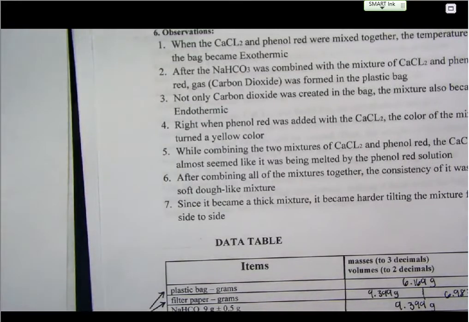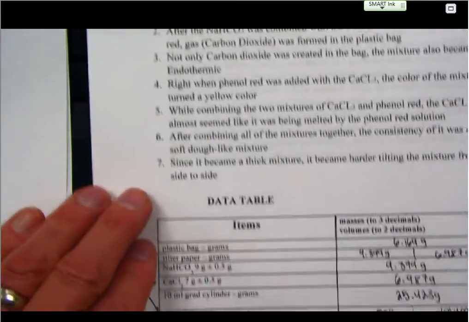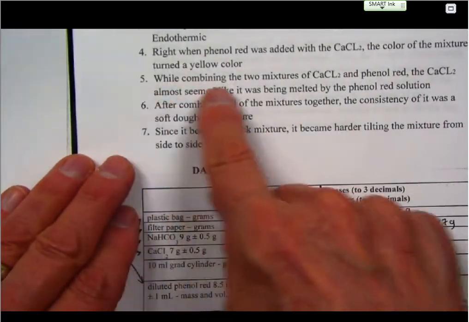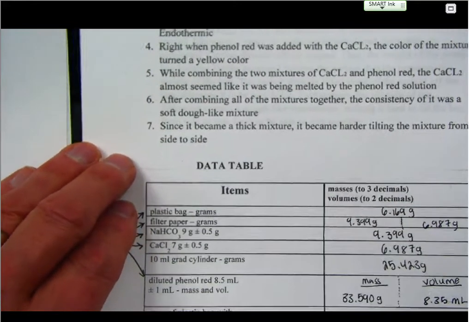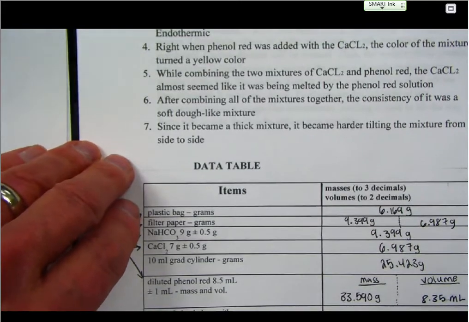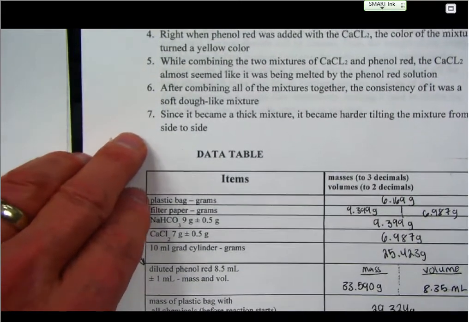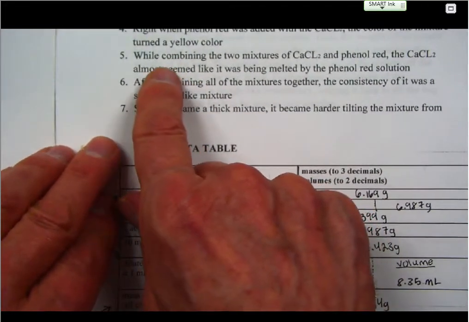You couldn't measure it with an actual thermometer. So that's just fine. While combining the two mixtures, I've got to be careful with this. How long have I gone so far? What do you think? Yeah, well, I can only go 15 minutes, which is fine. It's good for me. Let me cut it short.